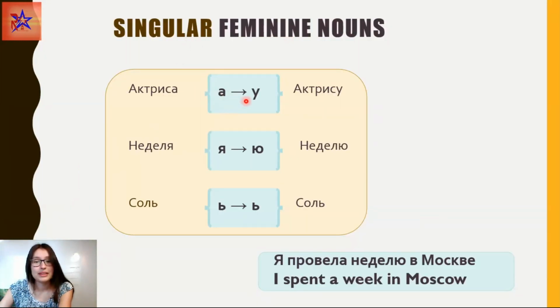They always change. Let's start with singular feminine nouns. Актриса becomes актрису, we add у. Неделя, we add ю, неделю. Соль, соль, doesn't change as I told you. Inanimate and ends with a soft sign. Я провела неделю в Москве. I spent a week in Moscow.